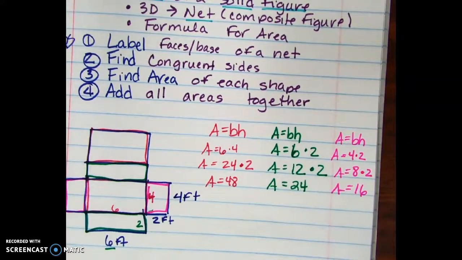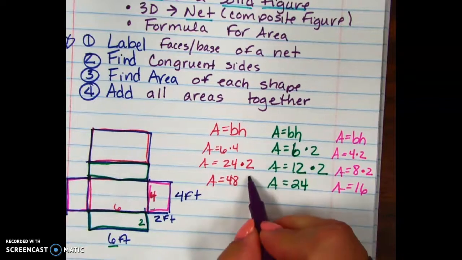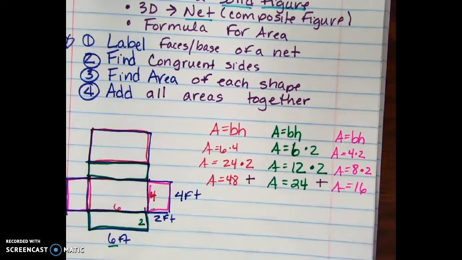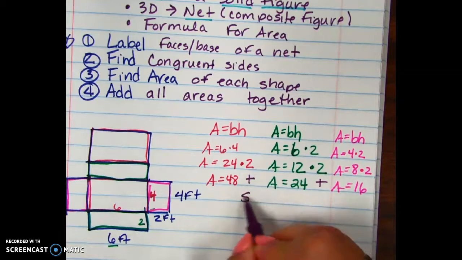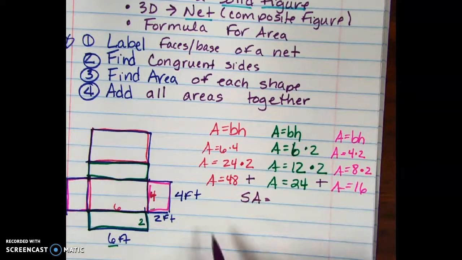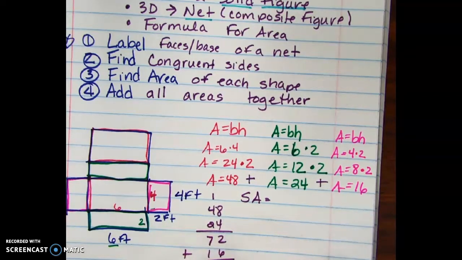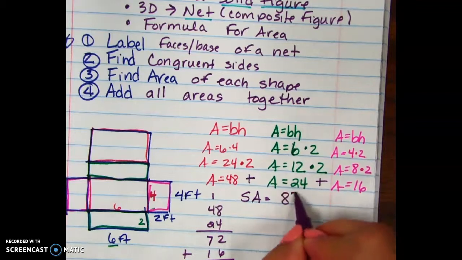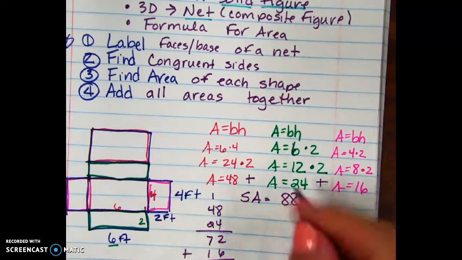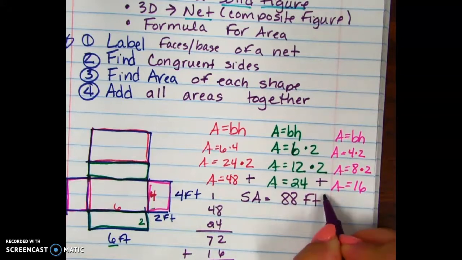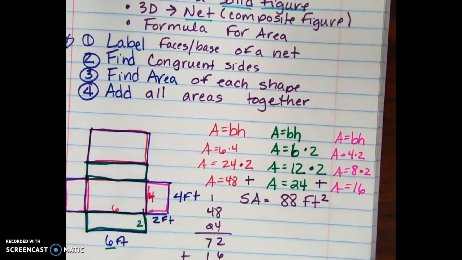Okay, so I labeled, I found my congruent sides, I found the area, so now all I have to do is add those areas together. So I take 48 plus 24 plus 16, so the surface area of this shape is, and I can do the hard work over here, 48 and 24, 72 plus 16, double check, yep, okay, so the surface area is 88. My dimensions are feet, and remember it's area, so we square it. That's it.